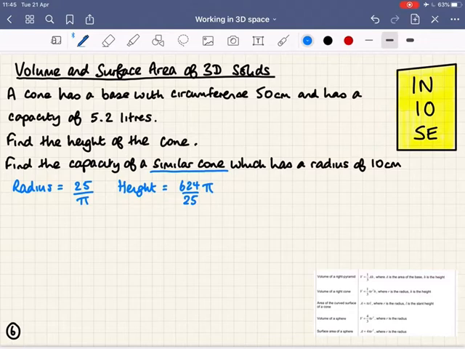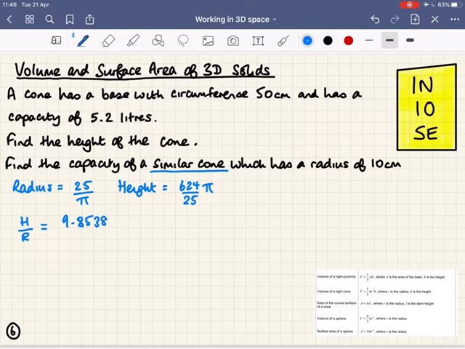So the relationship between height and radius, if I divide height by radius, 624 over 25 pi divided by 25 over pi gives me a scale factor of 9.8538.